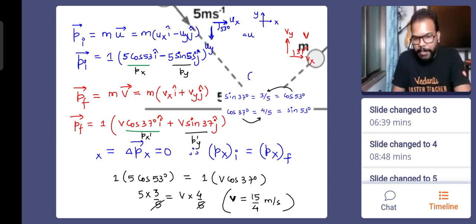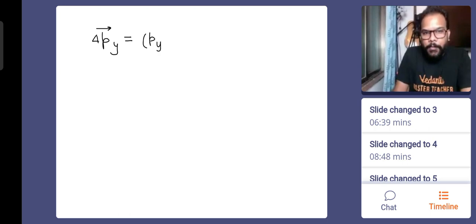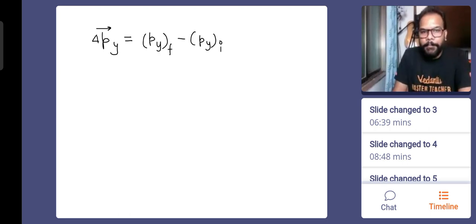So velocity definitely changed in terms of magnitude also, because earlier it was 5, now it has become less than 5. It has become close to 4, just less than 4 actually. Now people, we want to find out the overall impulse. So we see that there is no change in the momentum in the x direction. Now I will calculate the change in momentum in the y direction. And that is going to be the final y component of momentum minus the initial y component of momentum. Okay, guys?